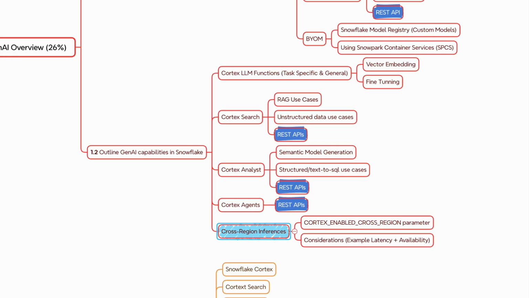If I go a little deeper, Snowflake's GenAI features fall into four big buckets: Cortex LLM function, Cortex Analyst, which is primarily for structured data, Cortex Search, which is primarily for unstructured data and RAG applications, and then Cortex Agent, which is your agentic orchestration. Every exam question is basically: which bucket fits this use case and why. Let's start with Cortex LLM function.